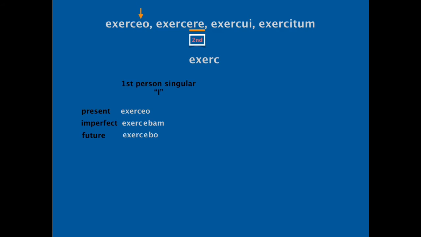Remember that for future tense, you must think about what conjugation you are dealing with. This is a second conjugation verb, so we are using the future tense 1 and 2 endings.